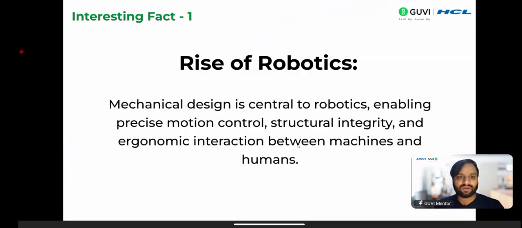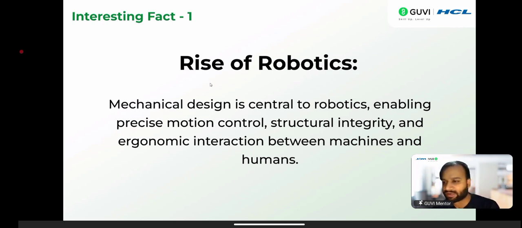So moving on to the next slide, this is one interesting fact: the rise of robotics. Mechanical design is central to robotics, enabling precise motion control, structural integrity and ergonomic interaction between machine and human. You must have seen drones, right? Their body is designed with mechanical designing only, and their internal parts are all electronics. So that is what makes it robotics.